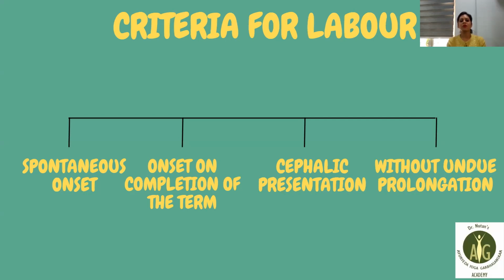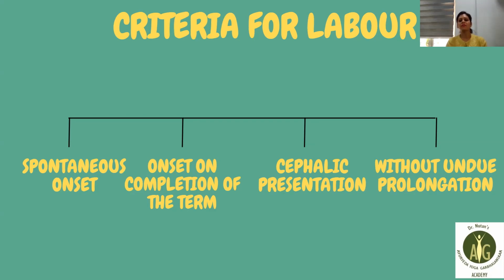Criteria for labor: spontaneous onset. It is a physiological onset of labor in which the woman gets the pain naturally, without any medical intervention. Onset on completion of the term: it is said that when an apple is ripe, it naturally falls down from the tree. Same way, when the baby is completely matured and takes the full space inside the mother's womb, it has to come out in a natural way.